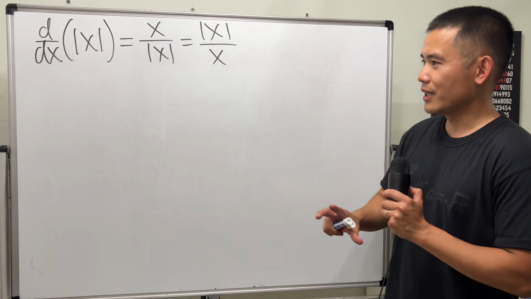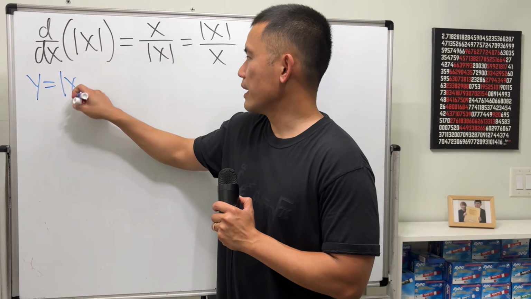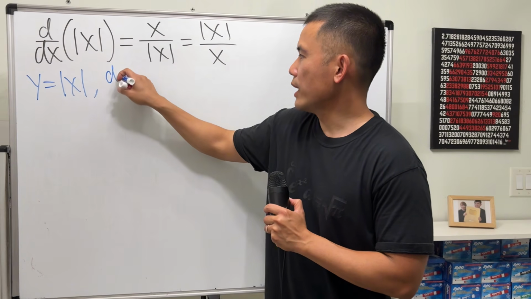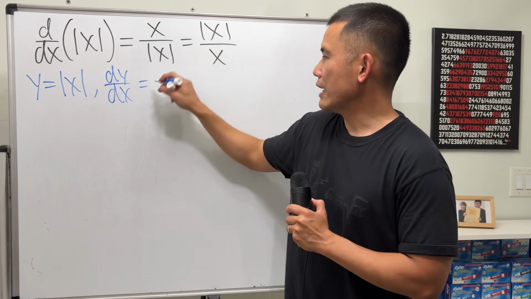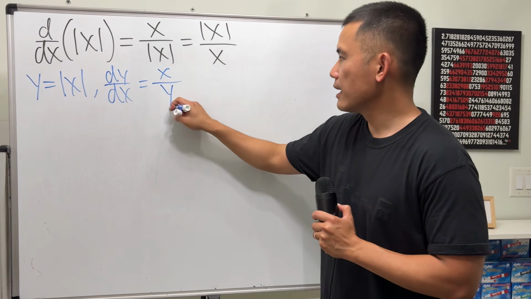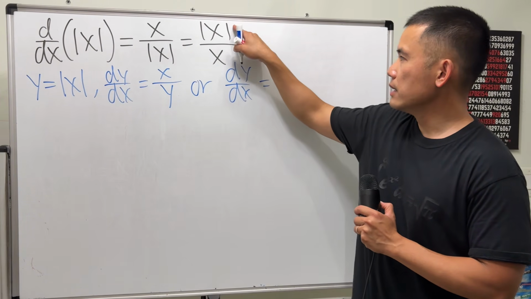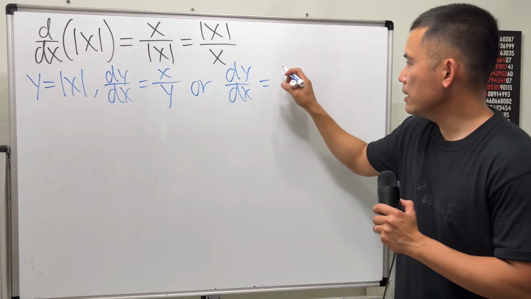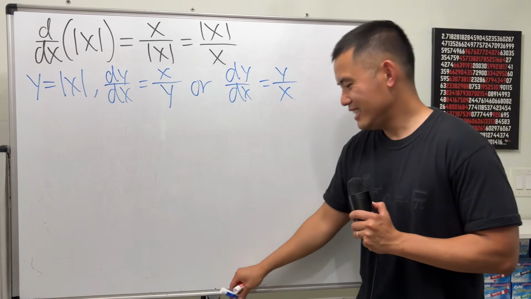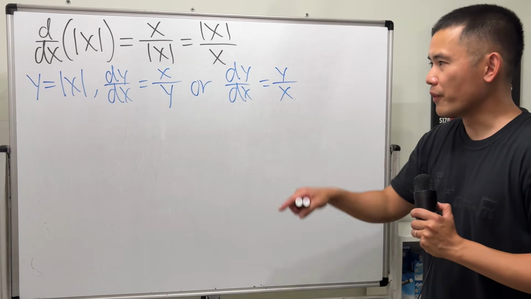So let me just put everything down right here for you guys nicely. First, we start with y equals absolute value of x. If you differentiate this, we can look at this as dy/dx. We have x over absolute value of x, which is the same as x over y. Or we could also look at this as dy/dx equals absolute value of x over x, which is y over x. Either way works. It depends on what you have for the initial condition. Let me show you the general solutions for both of them first.